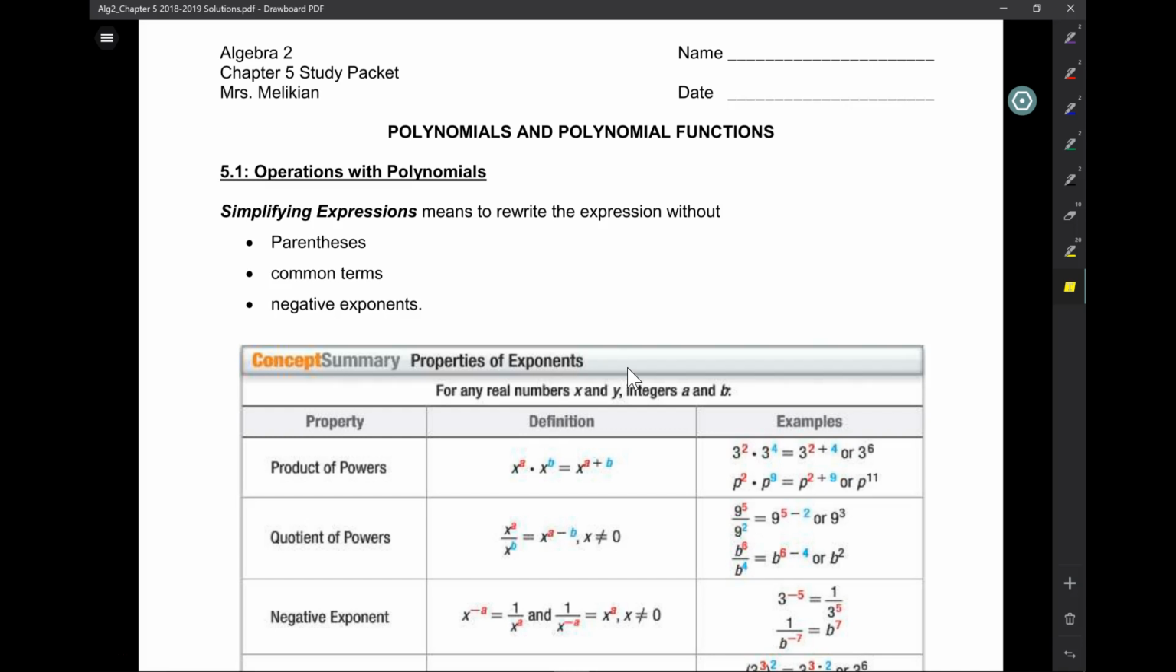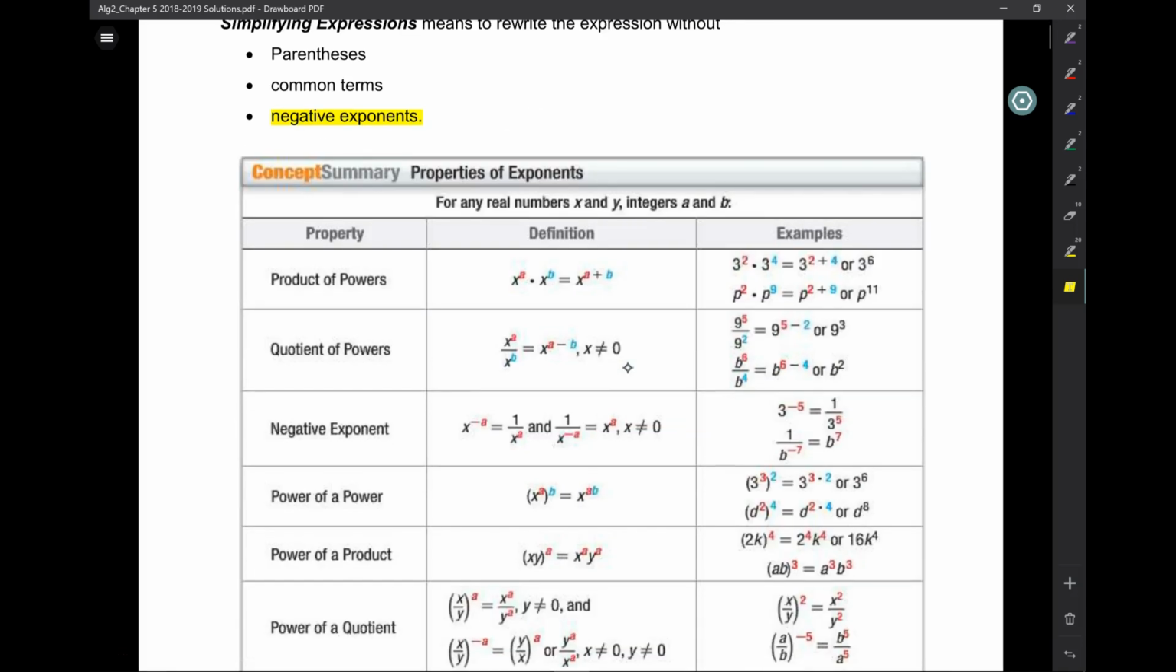When you simplify an expression, it means you have to rewrite the expression so that you get rid of any parentheses, you combine common terms, and you get rid of negative exponents. In the simplified form of an expression, there should not be any negative exponents. Okay, this stuff we already know, all right? And we're going to rely on the fact that we know this from Algebra 1.